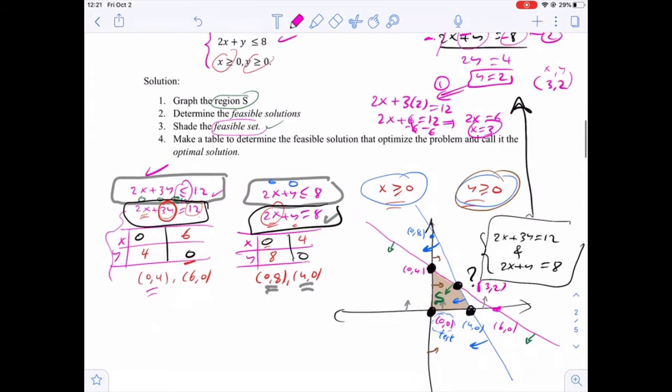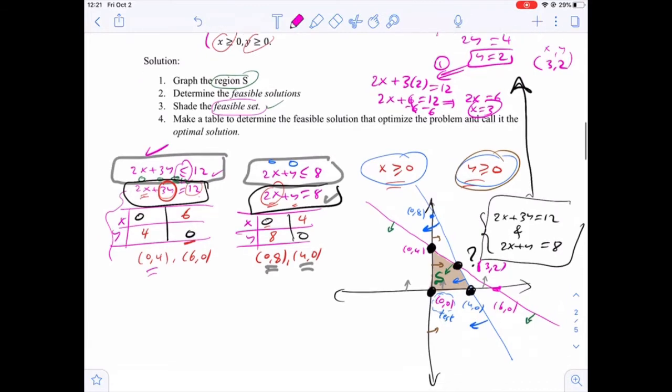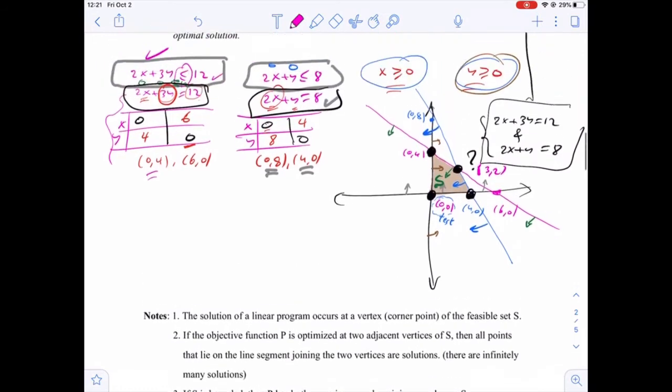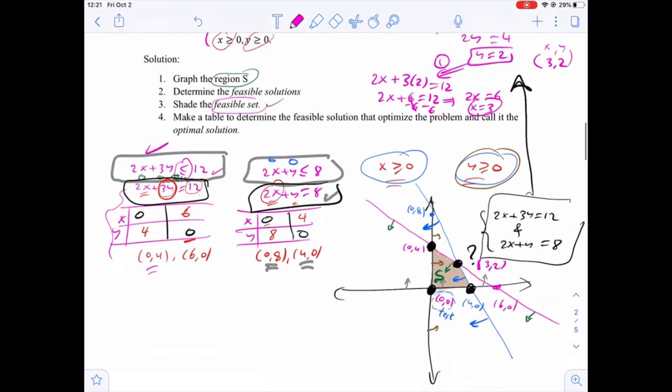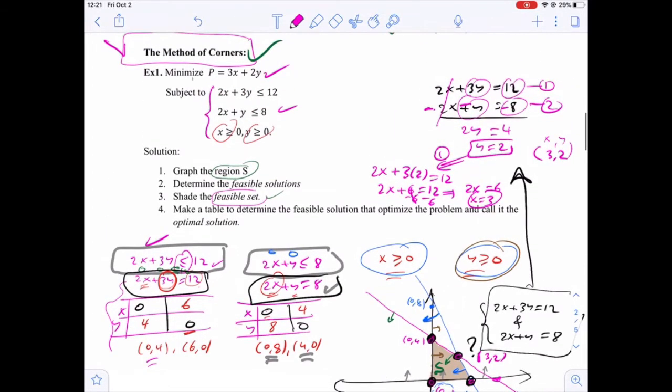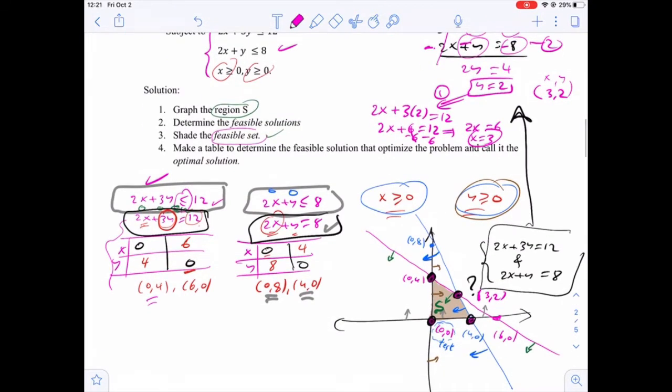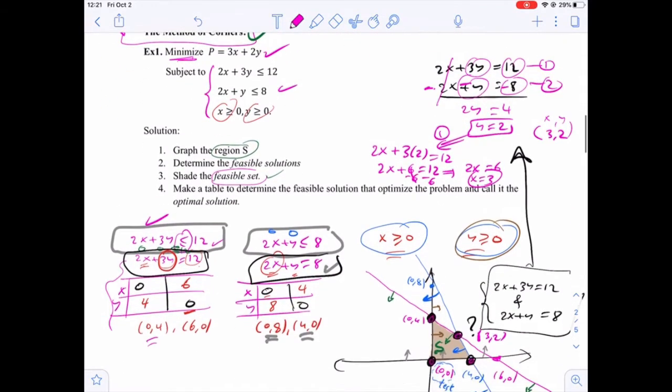Now we have all the vertices that we are worrying about, because the solution will be one of these points. So usually, when we solve a linear system or linear program, we have the solution on one of these corners. That solution will be the feasible solution, or the optimal solution that maximizes or minimizes the problem. Our problem is to minimize P, so the solution that minimizes P should be one of these corners, and that's why we call this method the method of corners.